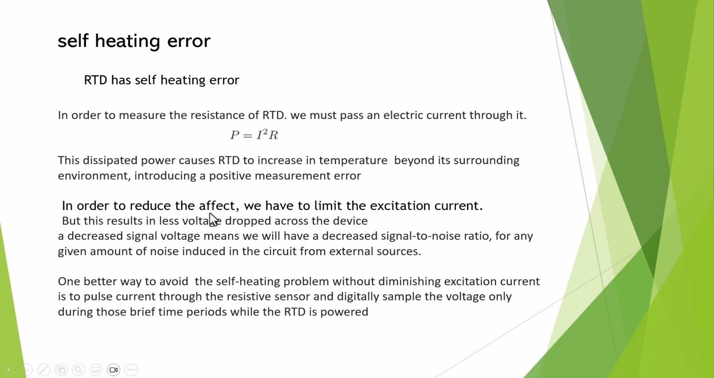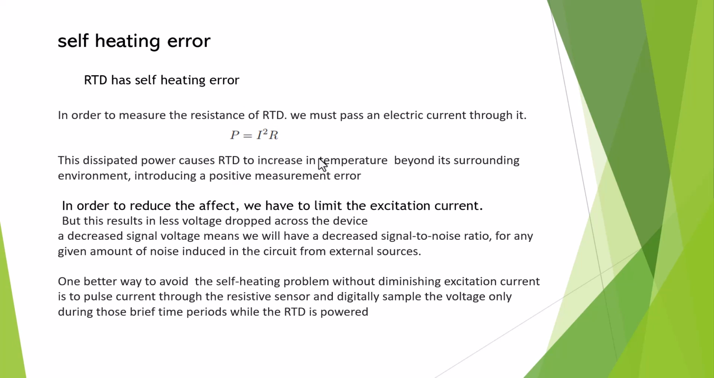In order to reduce the effect, we should limit the current. But if you limit the current, the voltage drop across the device will be less. And if the voltage is reduced, the extra noise matters more. So decreased signal voltage means a decreased signal-to-noise ratio for any given amount of noise induced in the circuit from an external source. So this is always the trouble with RTD. It's called self-heating error.